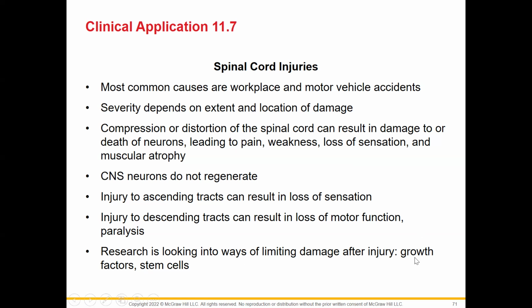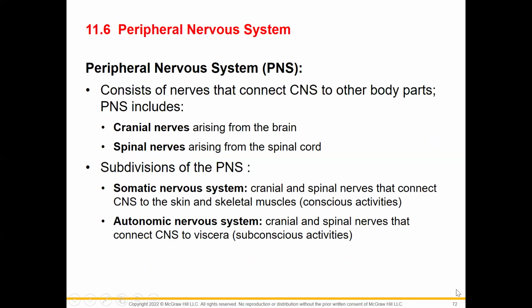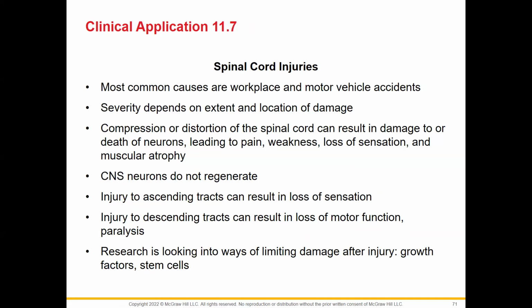So they're looking into growth factors, they're looking into stem cells in order to see if they can make the spinal cord work after spinal cord injuries.